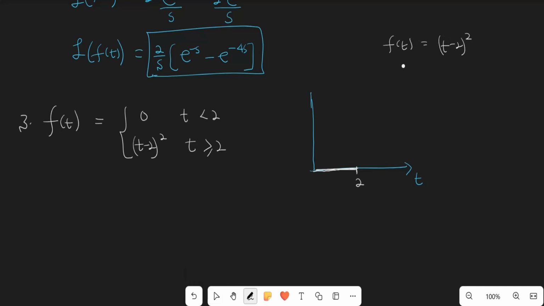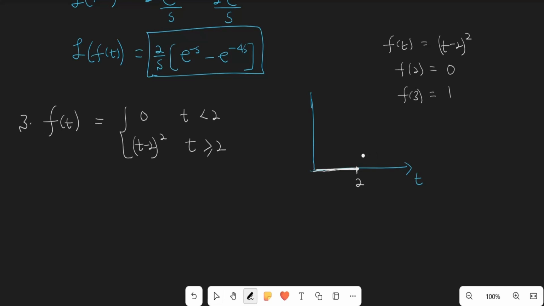So when you plug in 2, that is f of 2, right? So f of 2 here is going to be equal to what really? That is going to be 2 minus 2, which is 0 squared, which is 0. So at 2, this function is going to start at 0, that is at this particular point. But what about when t is equal to 3? You are going to have f of 3, that is going to be 3 minus 2, 1 squared is 1.